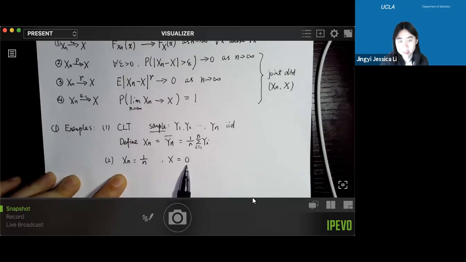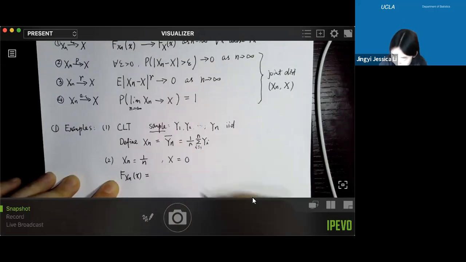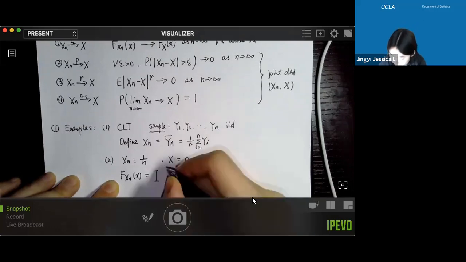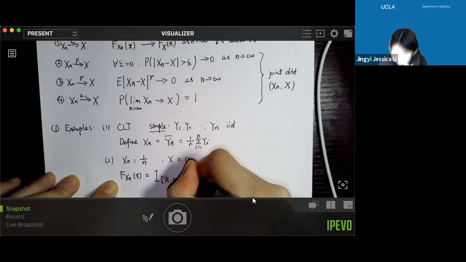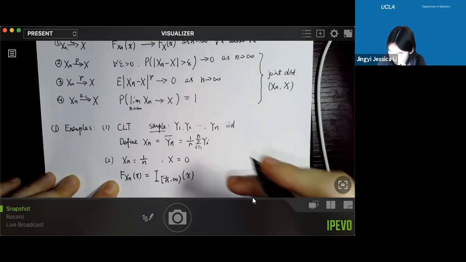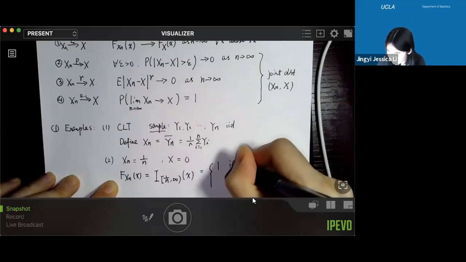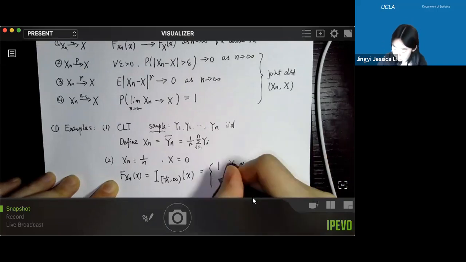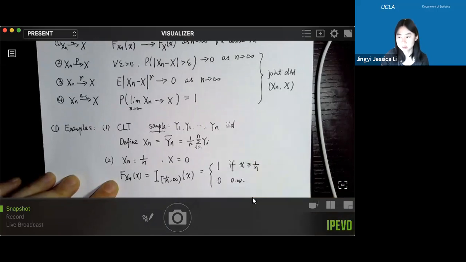Then, what is the corresponding CDF? Let's go back to the definition. In the corresponding CDF, it's very clear that F_Xn at a value x, we can write using this notation, the indicator function 1 over n to positive infinity of x. We're going to get familiar with that. What does this mean? It takes value 1 if x is greater than or equal to 1 over n, and 0 otherwise. This is aligned with our definition of a CDF. Before x reaches 1 over n, the cumulative probability stays at 0. Once x reaches 1 over n and beyond, my cumulative probability becomes 1. So that's just like a step function CDF.